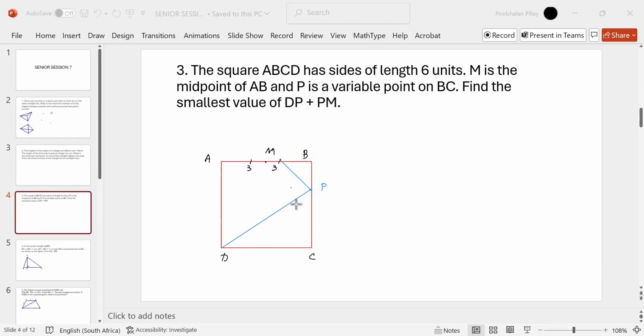Okay, so this looks like quite a tricky problem. How would you solve this? Usually in a case like this, you use the fact that the straight line is the shortest distance between 2 points. Now, you don't have a straight line here. I'd like to have a straight line DPM. If that is a straight line, then that will be the shortest distance. So how do I do that now? The way to do that is actually... I joined the wrong thing here. I'm sorry about this. I should have joined the midpoint.